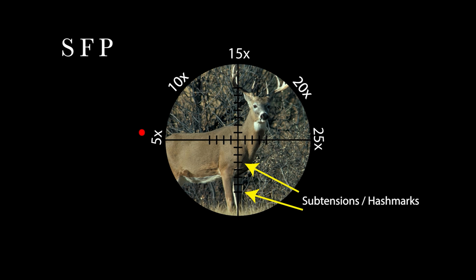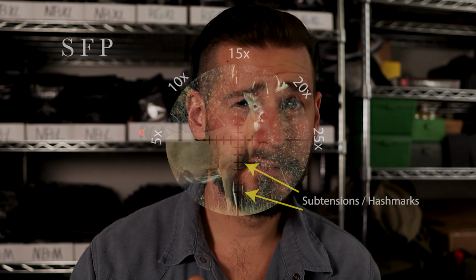However, that means with second focal plane, since that ratio is being adjusted, the value of your hash marks, your subtensions, elevation marks, your windage marks, whatever you want to call them, is going to change. With second focal plane, typically these days, your calibrated magnification is going to be your highest magnification. That is where those subtensions, as they're labeled, are going to be accurate. If you are on anything other than the calibrated magnification, those values are different. Now, there's some simple math that you can do to figure that out. We can maybe cover that in another video, but we're not going to cover it today.